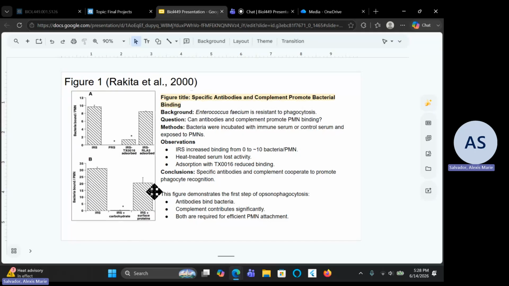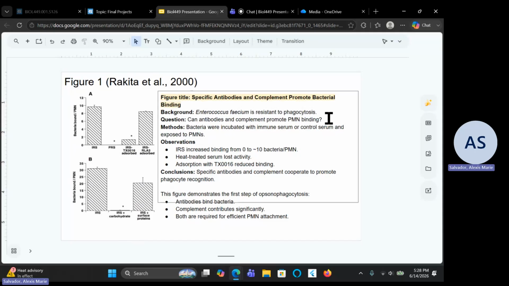And then for the IRS plus surface proteins one, the surface protein extract removes relatively few of the opsonizing antibodies, and most antibodies remain available to bind bacteria, which is resulting in the PMM binding remaining relatively high. And this suggests that the surface proteins are not the primary targets of the antibodies responsible for opsonization. So all of this leads to the conclusion that the opsonizing antibodies primarily recognize a bacterial carbohydrate antigen.